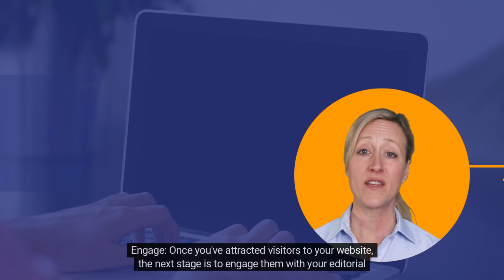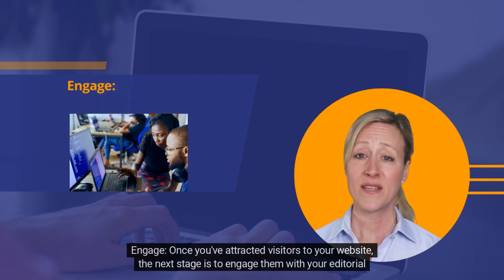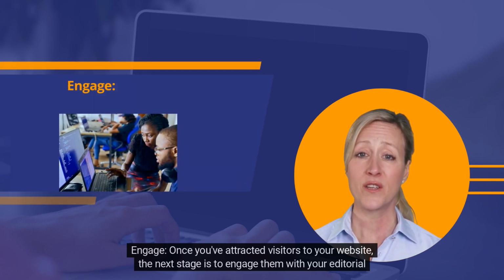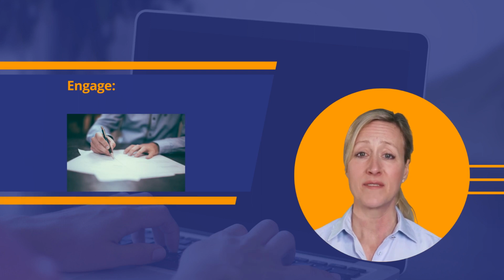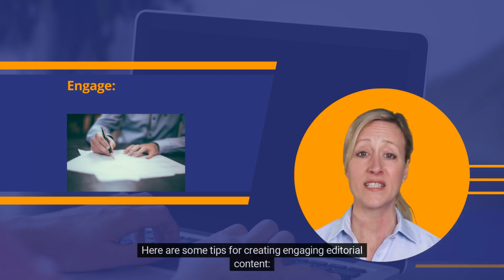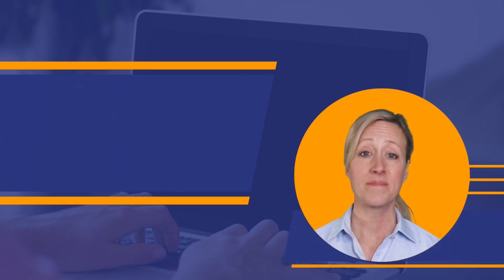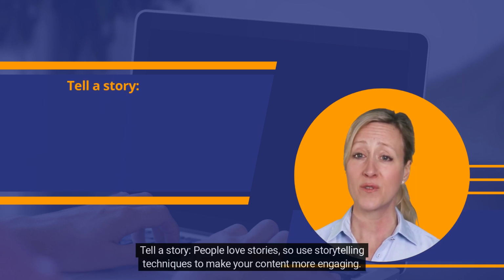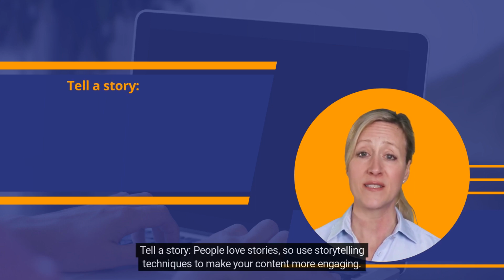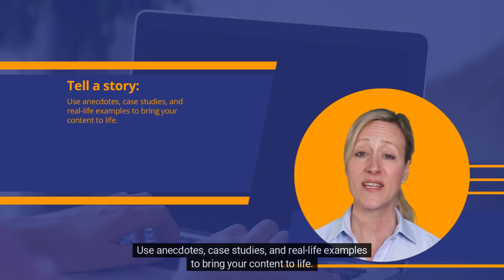Engage. Once you've attracted visitors to your website, the next stage is to engage them with your editorial content. Here are some tips for creating engaging editorial content. Tell a story. People love stories, so use storytelling techniques to make your content more engaging. Use anecdotes, case studies, and real-life examples to bring your content to life.